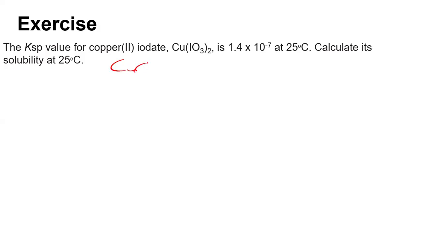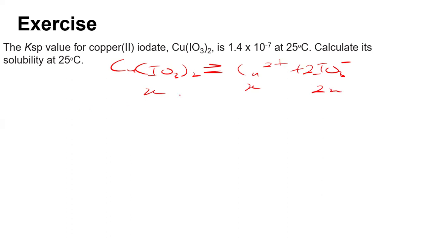So the copper 2 iodate dissociates back and forth, right? Reversible reaction. We have copper 2 ions plus iodate ions minus. Now there are 2 of the iodate ions here, right? If at equilibrium we have x of this dissociating, we'll get x of this, and then 2x of this, right? So if we form x of this, we form 2x of this. That is the actual comparison.